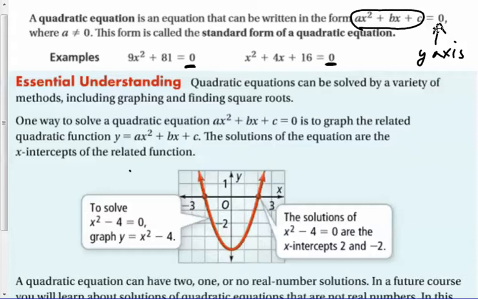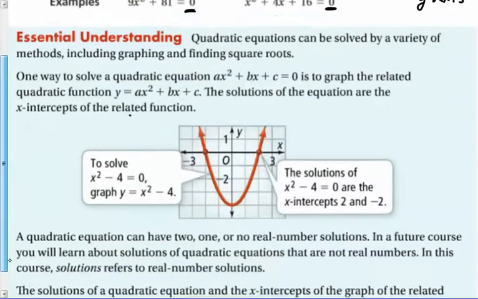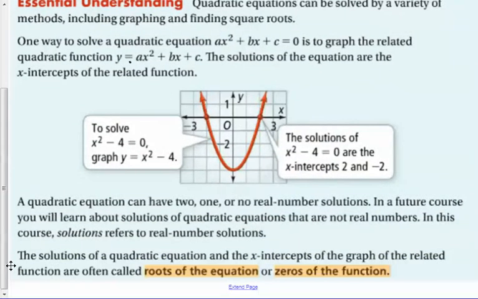And that's what this little essential understanding thing shows you right here. You can see that if you graphed x squared minus 4, that's this guy right here, right? You graph that, you can see that the y equals 0, that's the horizontal axis right here, the x-axis. You can see that it crosses in two spots, and those two spots are here and here, and that's at positive 2 and negative 2. So what we call that is the roots of the equation, or we call it the zeros of the function. And that means that they're literally the x-intercepts.